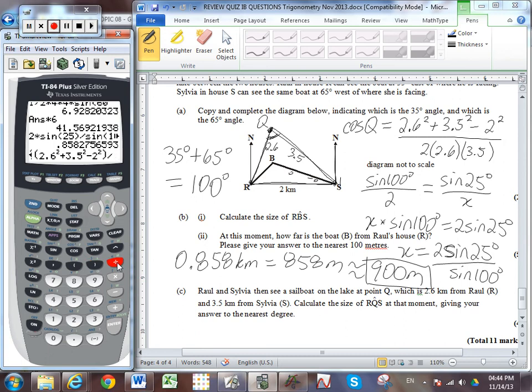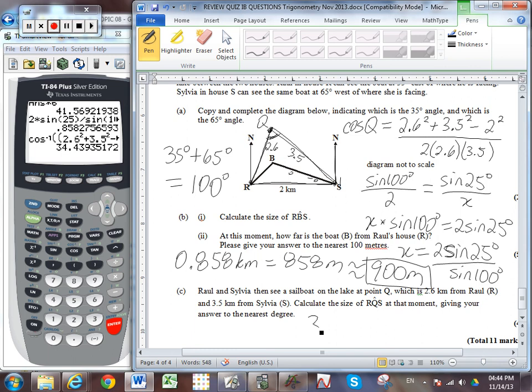So we have to take all of that numerator and then divide it by this entire denominator, which is 2 times 2.6 times 3.5. And then we can close off the denominator. And now let's close off the cosine inverse function that opened this entire thing. And our angle Q is equal to 34.4 degrees.